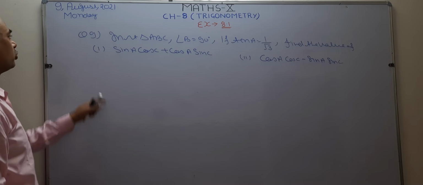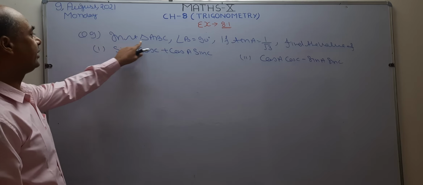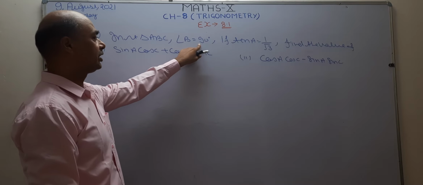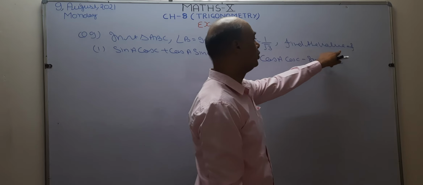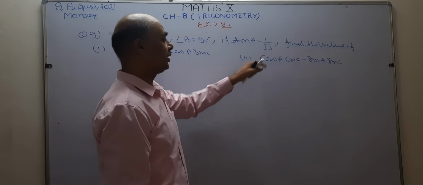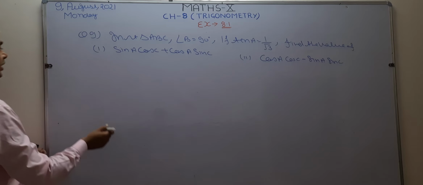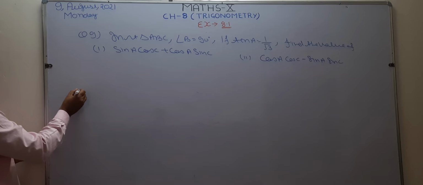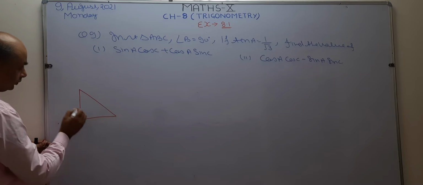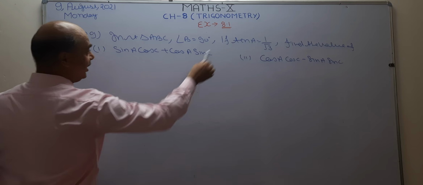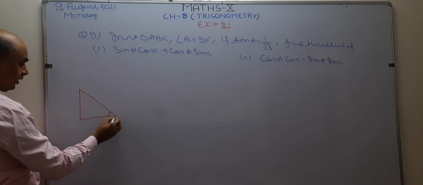Now we are going to solve question number 9. See what is given. In right angle triangle ABC, angle B is 90 degrees. It is given that tan A is equal to 1 by root 3. Find the value of the first part and second part. Okay, so first construct one right angle. I am going to construct one right angle here. Now tan A is given, so I am going to take this angle on the base.